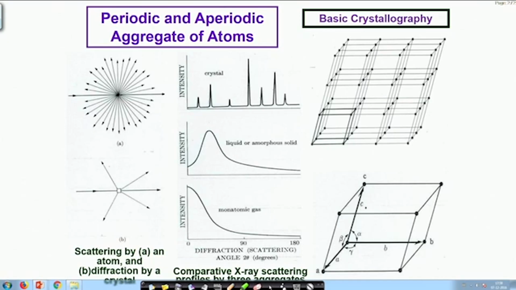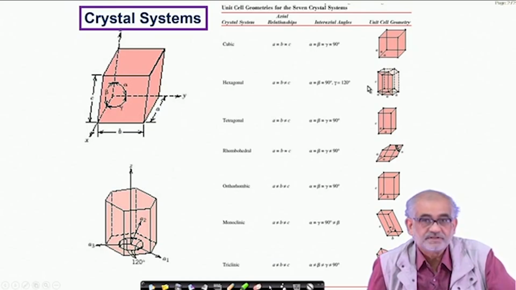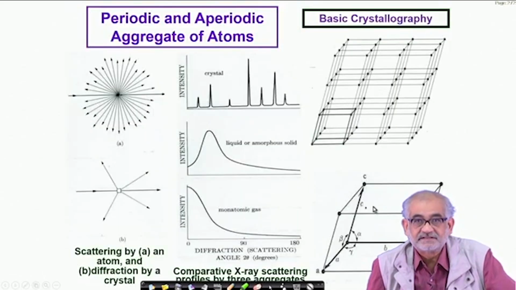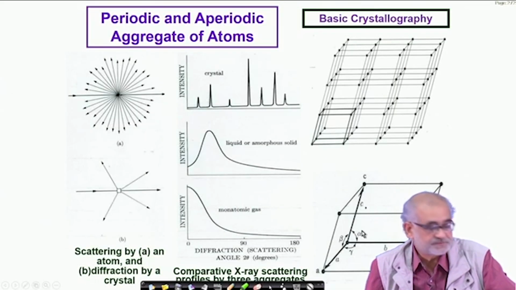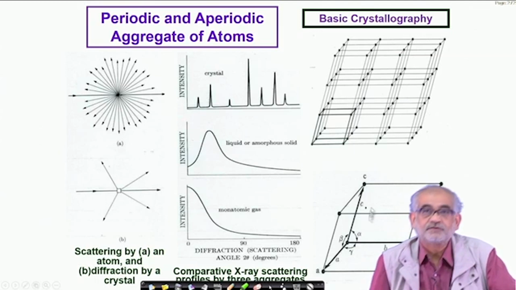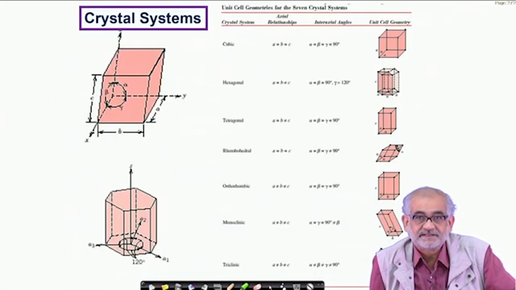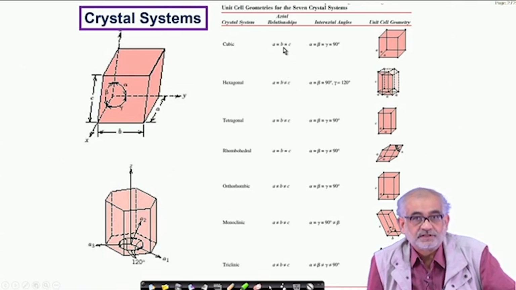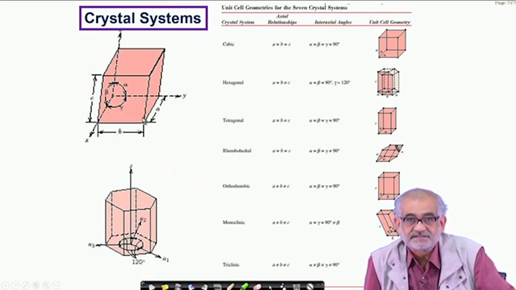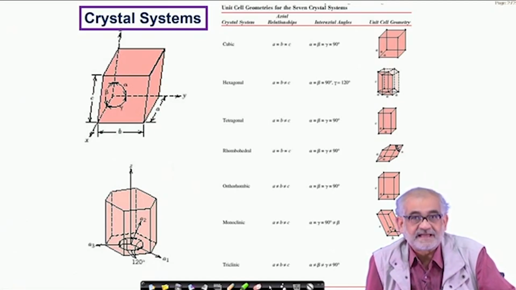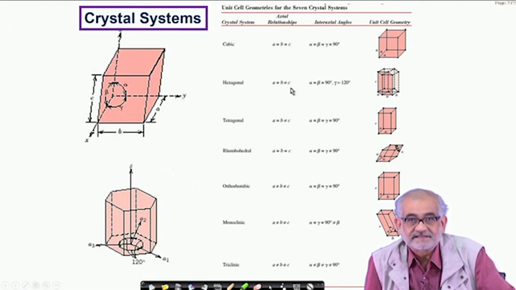Now, as I was talking about the unit cell, I mentioned 6 possible parameters. If you wish to vary them in all possible ways, you will realize that there are only 7 ways in which you can vary them. The 6 parameters I should have mentioned are the 3 axial lengths and the 3 axial angles. So if you vary the axial lengths and angles at random, these are the 7 ways you can vary them.